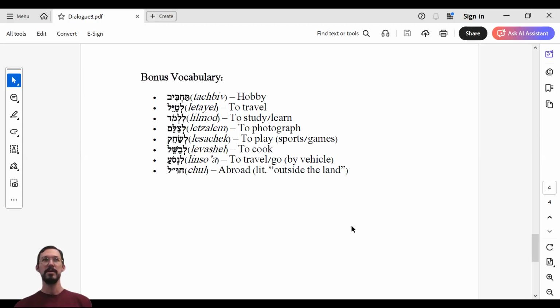לשחק. Good. Lesachek is to play. The sports games. Could be also to act in a theater. לבשל. Levashel. To cook. לנסוע. Linsoa. Is to travel, particularly by vehicle.